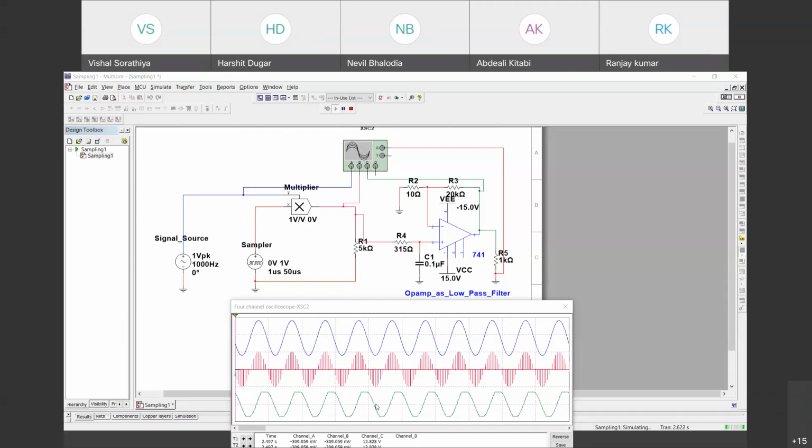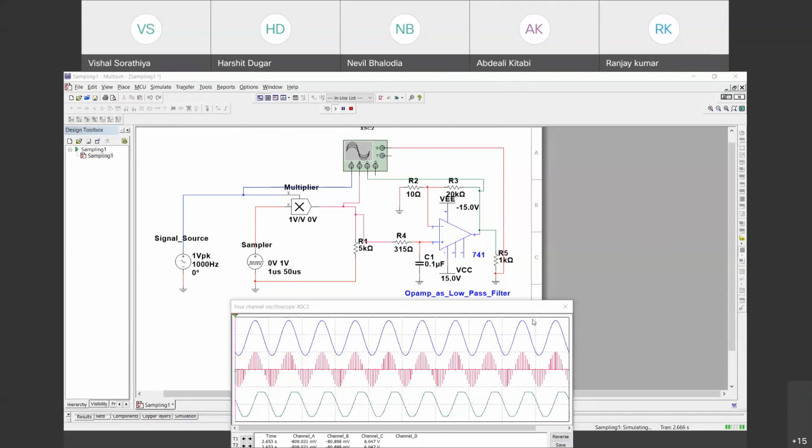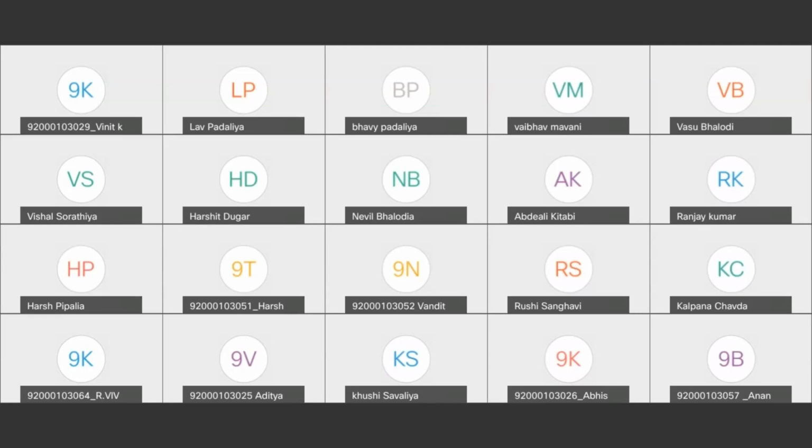Is such a waveform coming for everyone, or for those who have completed? Neville, can you share your screen and show me, please? Yes, sir, sure. Is it visible, sir? Still not. Now it is sharing. Okay, now it is visible.